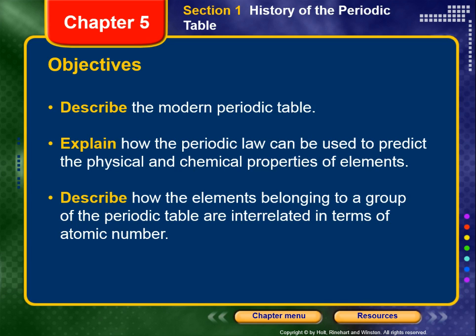So at this point, I hope you can describe the modern periodic table, explain how the periodic law can be used to predict the physical and chemical properties of elements, and describe how the elements belonging to a group of the periodic table are interrelated in terms of atomic number.